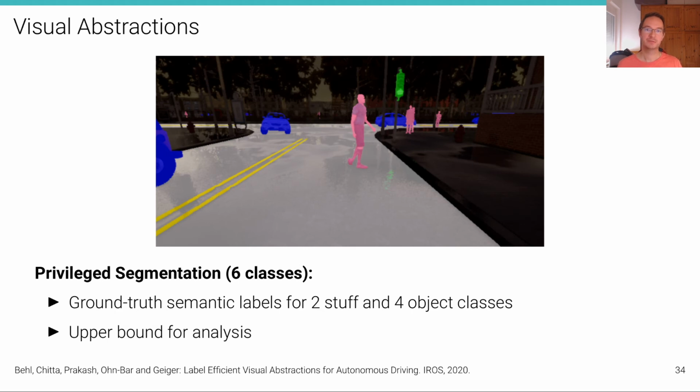We also consider a reduced set of semantic labels. In this case, only 6 classes are shown that we deem to be relevant for self-driving, and also in experiments have turned out to be most relevant for self-driving. So the 6 classes that we have here are the roads and the lane markings and the other vehicles, pedestrians and traffic lights.